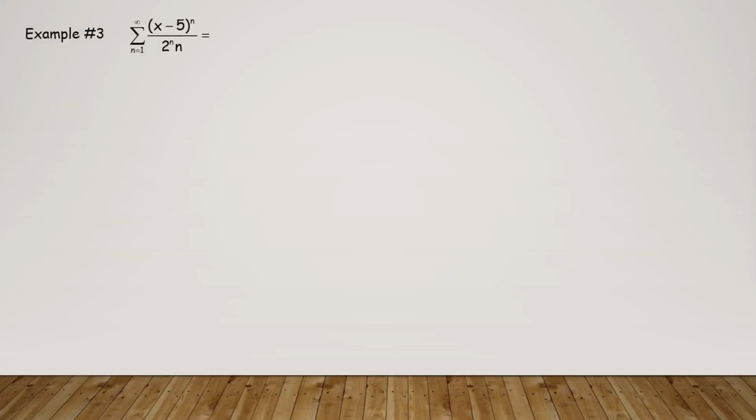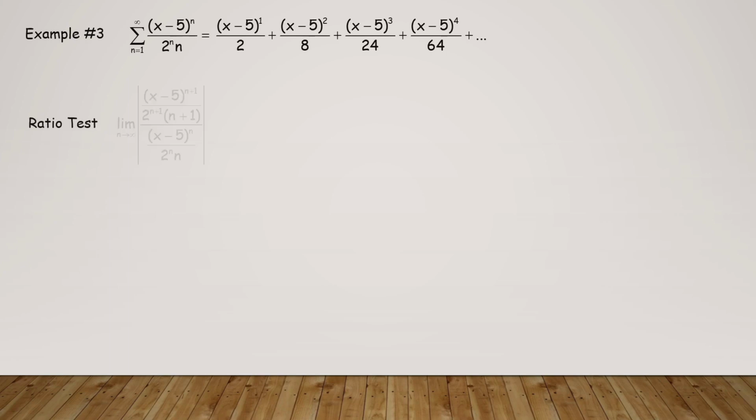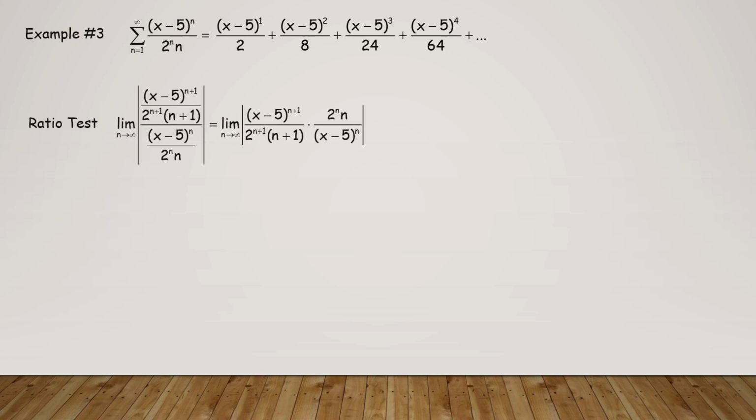For this third example, I am looking for an interval of convergence whose center is not at 0. So we will study the summation of the quantity x minus 5 raised to the n all over 2 to the n times n, as n goes from 1 to infinity. By expanding out the series, we get some very unique denominators. By applying the ratio test and going through the process and simplifying the work, we will find out we have 3 fractions that we probably want to study.